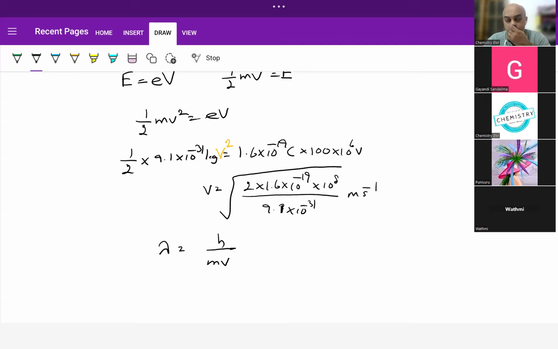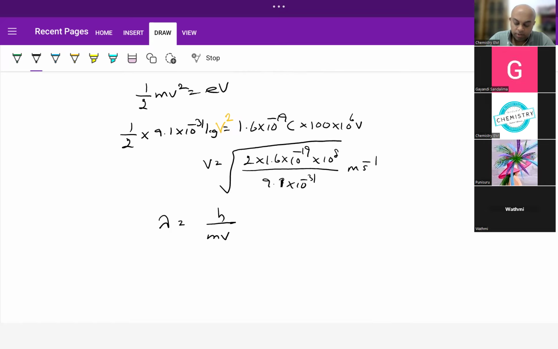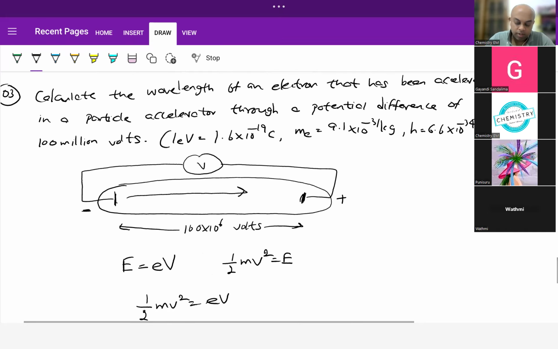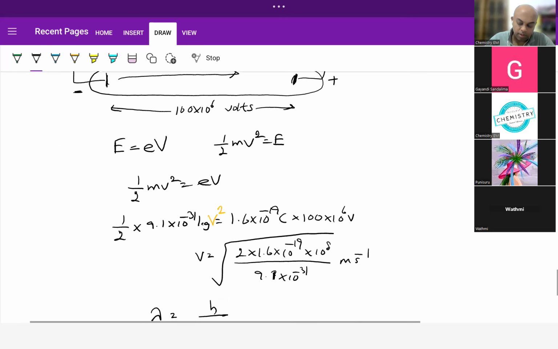This is an equation that you should know. The wavelength is lambda, v is the velocity, m is the mass, and h is the Planck constant. Very easy things, but you need to remember the equation, right? So lambda is what has been asked, and h is the Planck constant which is provided here: 6.6 into 10 to the power minus 34.